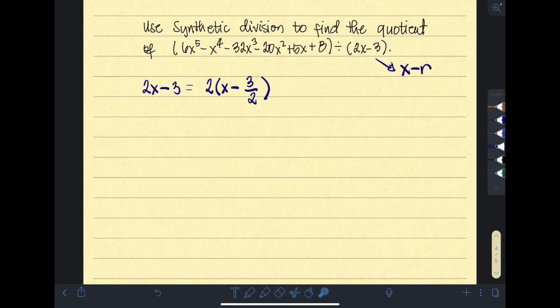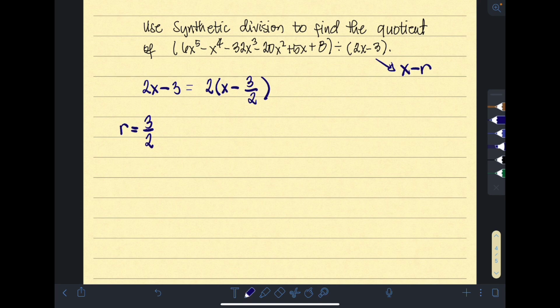And if that is the case, if we are going to use x minus 3 over 2, the value of r in this problem is 3 over 2. Take note, you have negative 3 over 2, which is negative r. That means the value of r is equal to positive 3 over 2. You just invert the operation, because you have negative r here, so you inverse negative 3 over 2. Okay, so we can now proceed to our synthetic division.